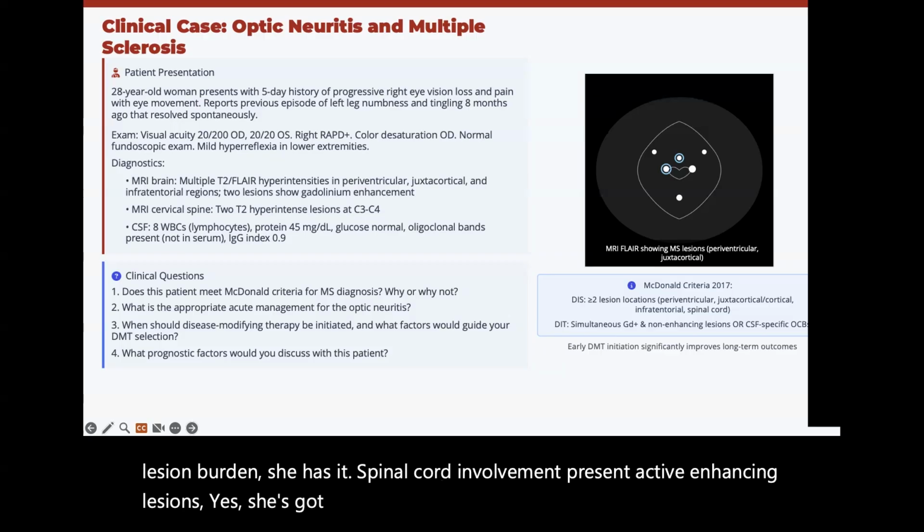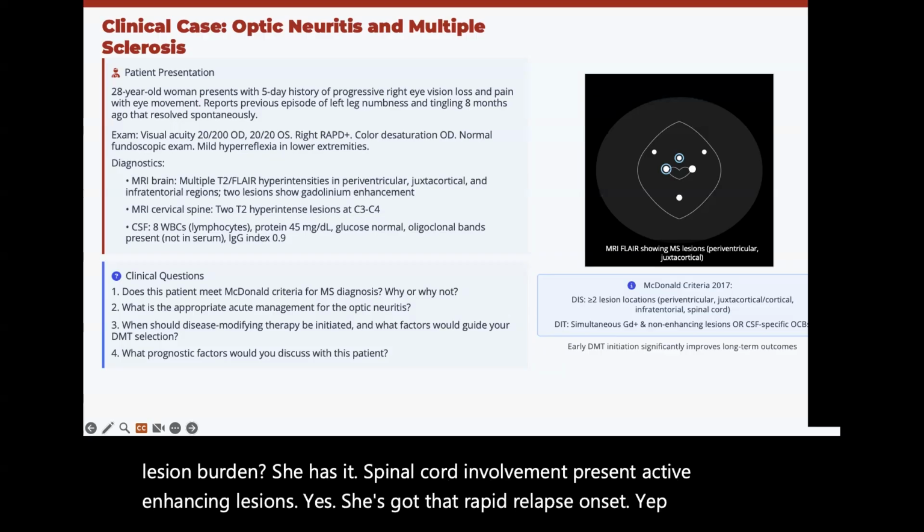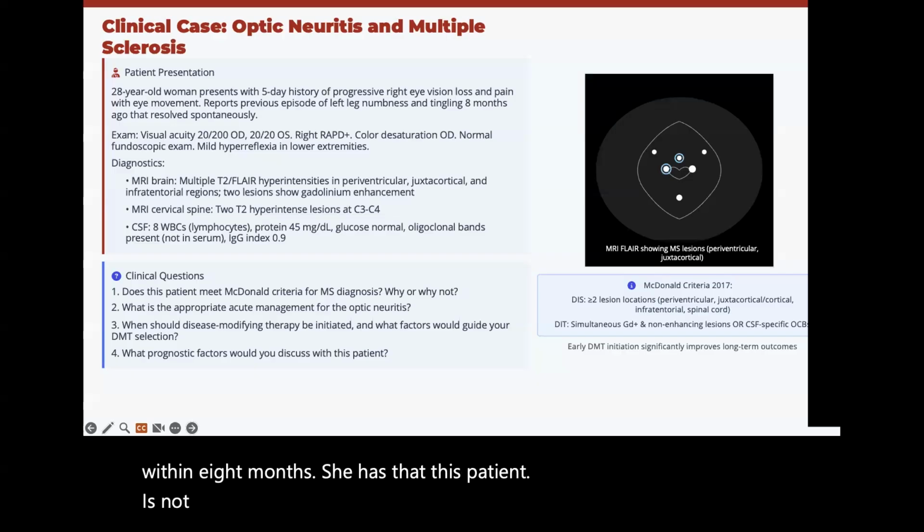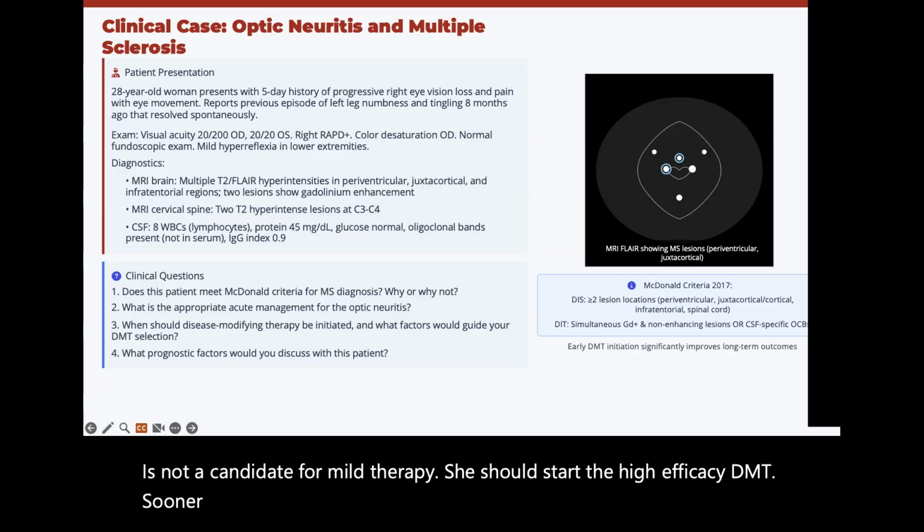Rapid relapse onset, yep, 2 events within 8 months, she has that. This patient is not a candidate for mild therapy. She should start the high efficacy DMT sooner than later. Those will provide the best chance at relapse prevention.